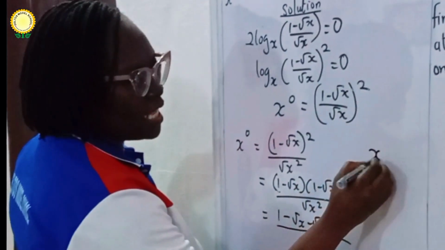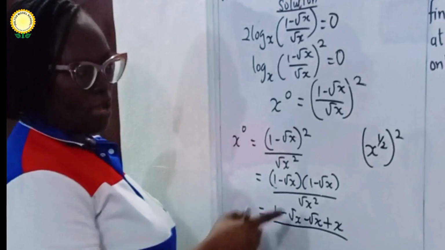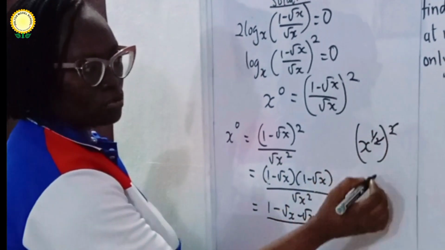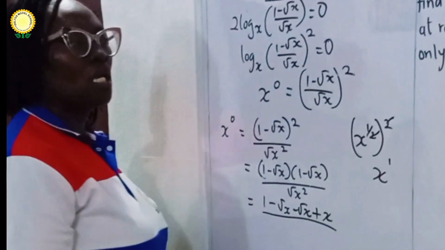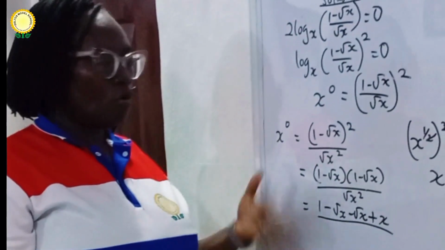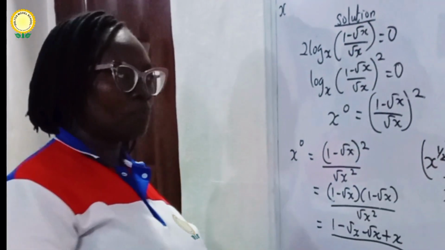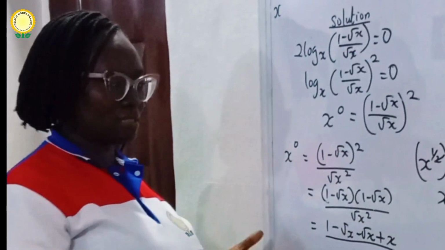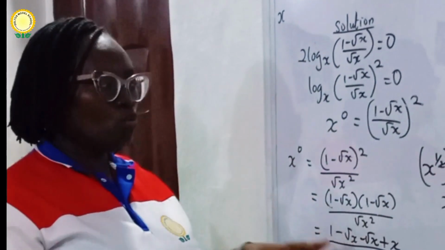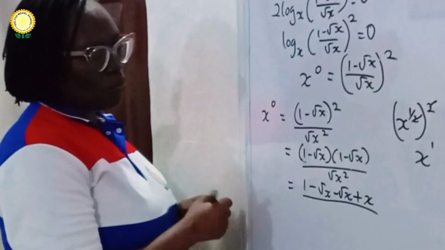This means x raised to the power half, raised to the power 2. Root x means x raised to the power half, so this cancels out. This is another law of indices. We have to practice mathematics frequently to be able to master it because there are so many laws and so many things you need to master. If you don't know these laws of indices, you will not be able to solve this question.